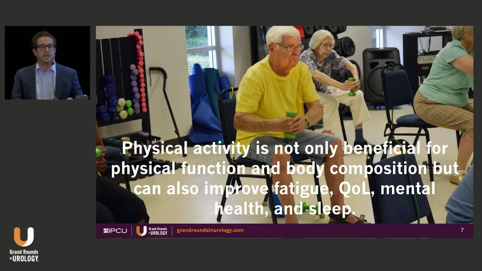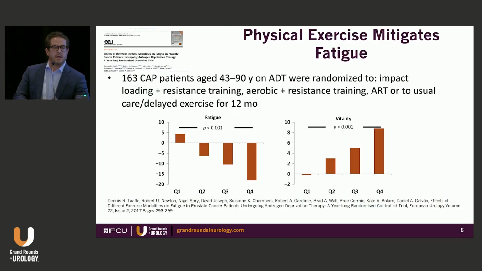And here's a randomized controlled study, I think from the Duke group, Dan George's group, that looked at 163 cancer patients ages 43 to 90 that were on ADT. They were randomized to 3 exercise programs. One was impact loading and resistance training. One was aerobic and resistance training. And another was usual care or delayed exercise for 12 months. The usual or delayed group basically got a handbook on how to exercise. The other ones were structured exercise programs that they had to attend.